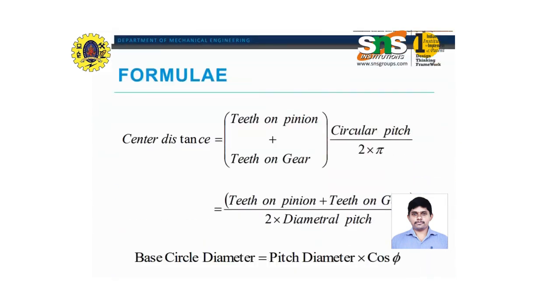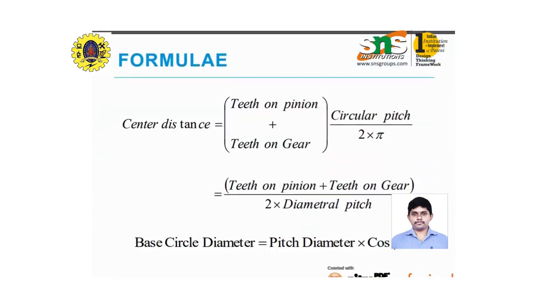And what are the formulas used to determine the gear sizes, module and gear pitches? The first one, if you are going to calculate the center distance, we need to know the number of teeth on the pinion plus the number of teeth on the gear. And parallelly, we need to know the circular pitch with respect to that, with 2 pi, which represents the rotation of one revolution.